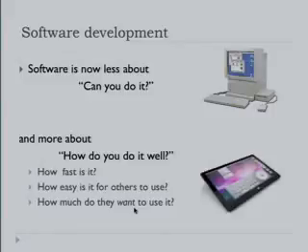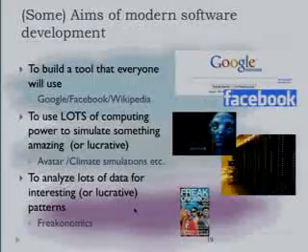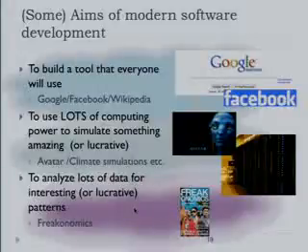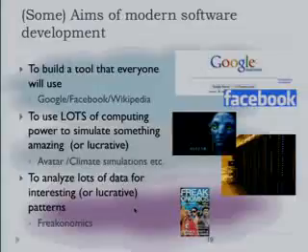So this is what we're interested in in software development. And some of the aims of modern software development are to do things like build a tool that everyone will use. So the business model for Google, Facebook, Wikipedia when they started out was not some guys who had an idea how to make lots of money. They wanted to build something that was so cool that everyone wanted to use it, and then the business model came.